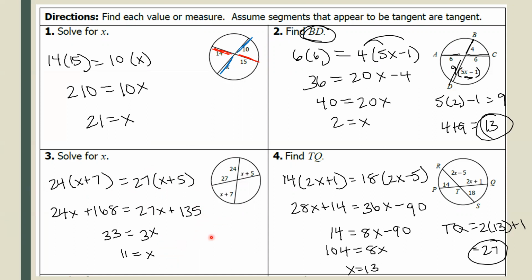For TQ, we still had to solve for x. So we had 14 times (2x plus 1) and 18 times (2x minus 5). Distributing into our parentheses and solving for x, we get x equals 13. When we take that 13 and we plug it in, TQ is what we wanted. So TQ is just represented by 2x plus 1. 2 times 13 plus 1. Your final answer is 27.